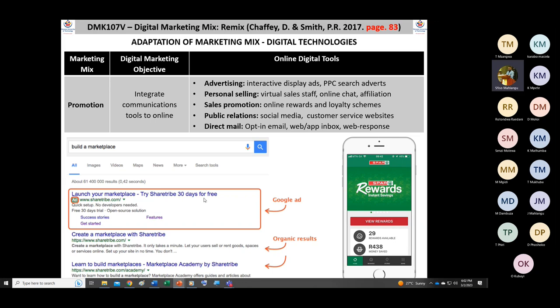And on the slide there, you have an example of a pay-per-click. Usually it's Google, we purchase keywords, like a company such as ShareTribe that we see here. It purchased the keywords, build a marketplace, and the user was searching for build a marketplace, and their advert shows with that. So that will be advertising online. So we're just analyzing in the case study if they have any advertising online.